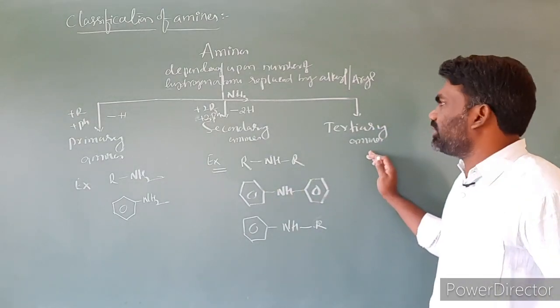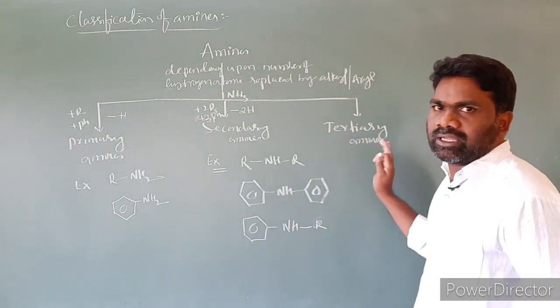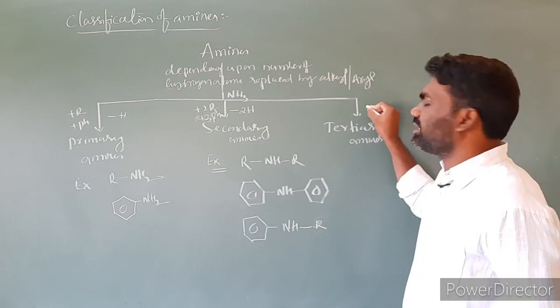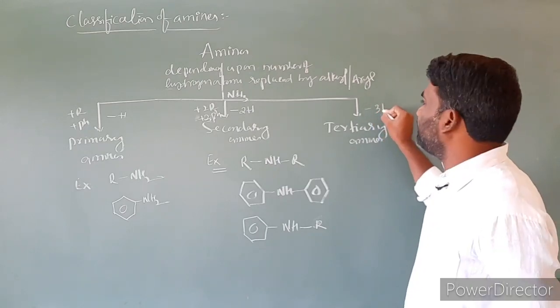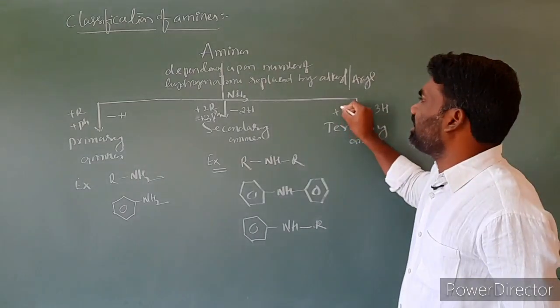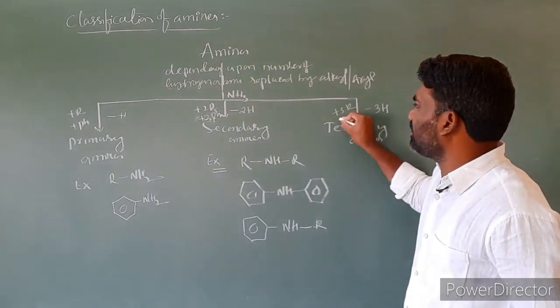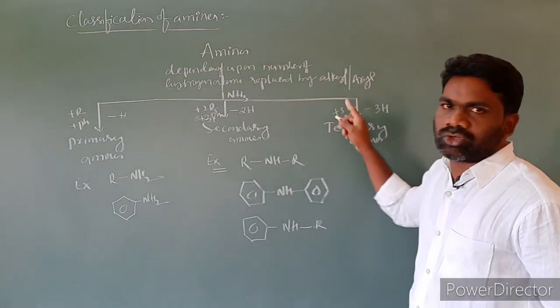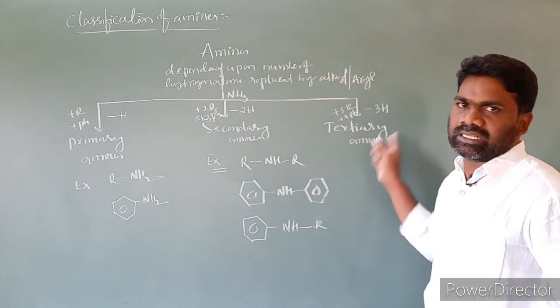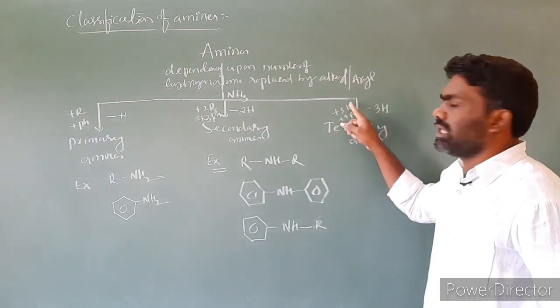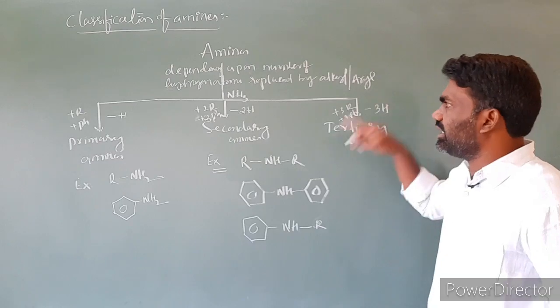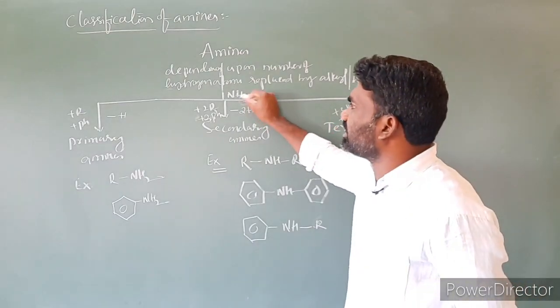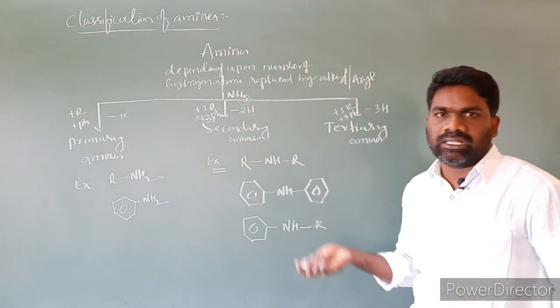Now coming to the tertiary amines. How do we get the tertiary amines? By replacing three hydrogens by three alkyls, or three aryls, or two alkyls and one aryl, and so on. If you change the number of alkyls and aryls, you still get tertiary amines. But the condition is that you have to replace all three hydrogens by either alkyl groups or aryl groups.